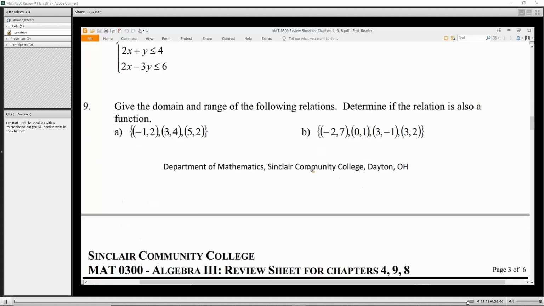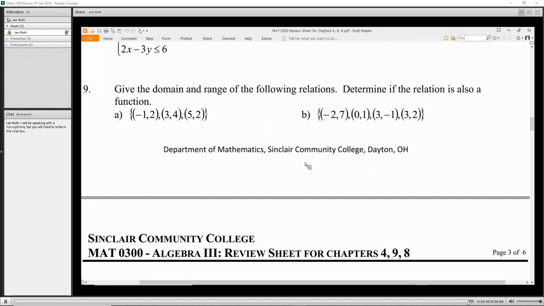Okay, let's look at 9b. I'm supposed to determine the domain and range of the following relation and also see if it's a function.